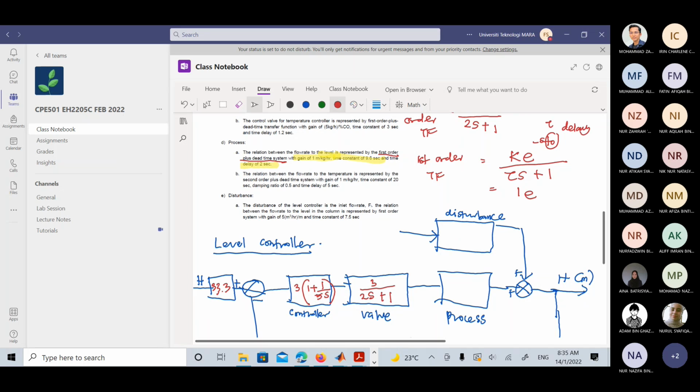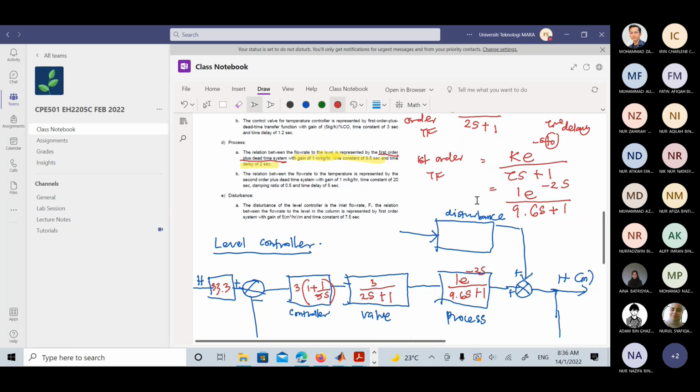So time delay given in the question is 2 seconds. So minus 2 seconds. Betul tak? Okay, divide by tau. Tau is the time constant. Time constant given is 9.6 s plus 1. Okay, masukkan this transfer function into this block diagram. 1 e to the power of minus 2s divided by 9.6s plus 1. So ni nanti masukkan dia punya unit apa input apa output dia masukkan nanti.